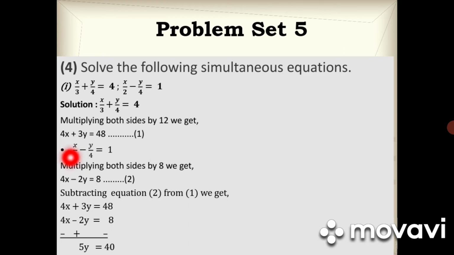x upon 2 minus y upon 4 is equal to 1. Multiplying both sides of the equation by 8, we get 4x minus 2y is equal to 8. Let this be equation 2. Subtracting equation 2 from 1, we get 4x plus 3y is equal to 48 minus 4x minus 2y is equal to 8. The signs of equation 2 will change and variable x will be eliminated.